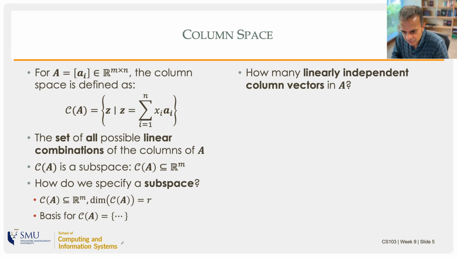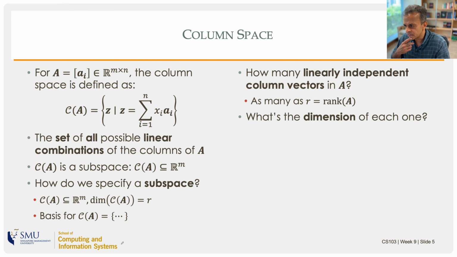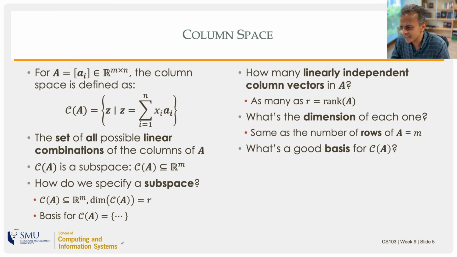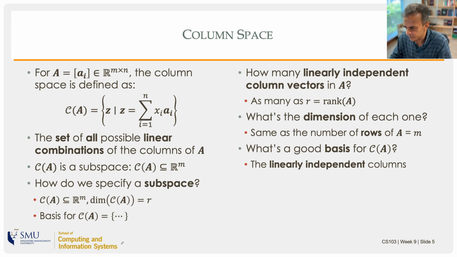Now let me ask you this question that might be so obvious that it might be kind of insulting your intelligence at this point. How many linearly independent column vectors are there in A? There are R of them, R being the rank of A. What's the dimension of each one of those vectors? That is the number of elements in them. That would be the same as the number of rows in A, so that is M. What's a good basis for the column space of A? That's a bit trickier. Those are the linearly independent columns of A.